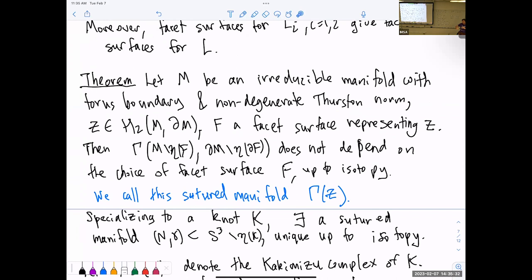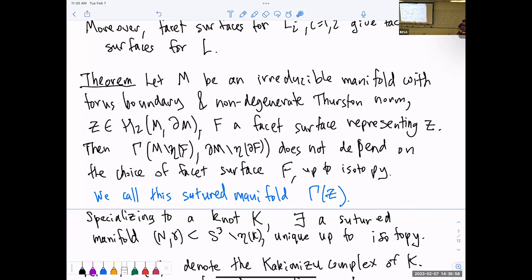But this is saying that if you make the most obvious choices, these horizontal decompositions, if they exist, and then the vertical decompositions coming from product sutured manifolds, no matter which choice you make, you'll get the same sutured manifold after those horizontal and vertical decompositions. So that's where this is coming from.